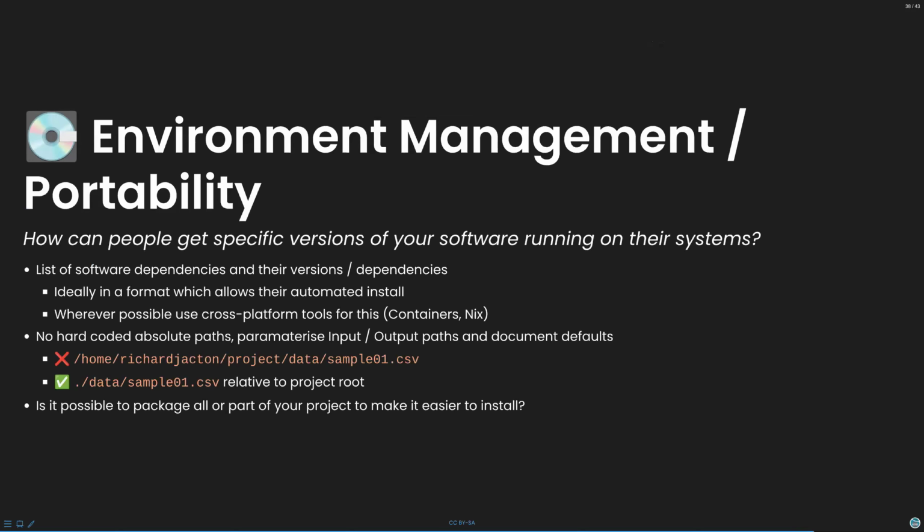Environment management and portability. Actually defining your software dependencies, making sure that it's in a format that allows them to be easily installed with some of the automated tooling. You might use something like containers or Conda or Nix that lets you represent that. Eliminating your hard-coded paths. It's amazing how common this is in research code on GitHub. People have an absolute path on their system that points to a folder that does not exist in the project. So making sure everything is just relative to the project root.